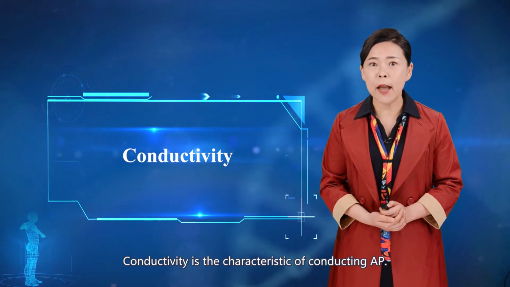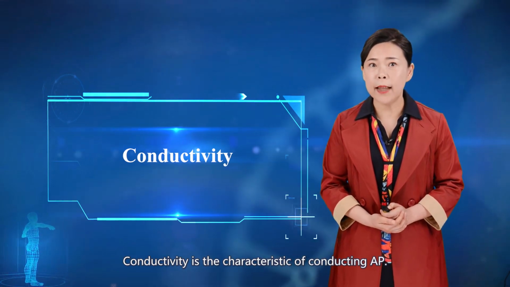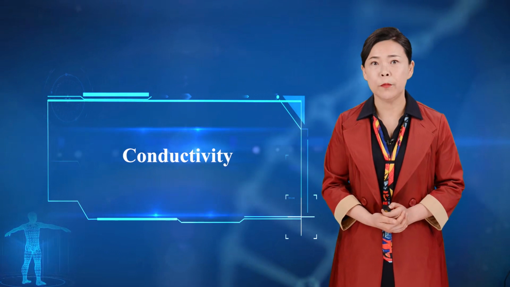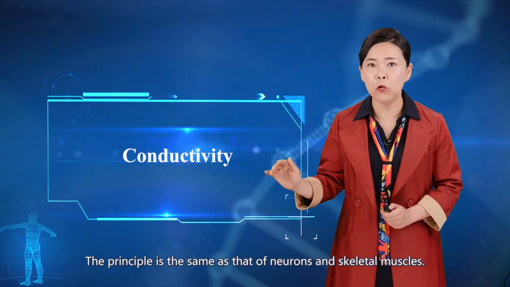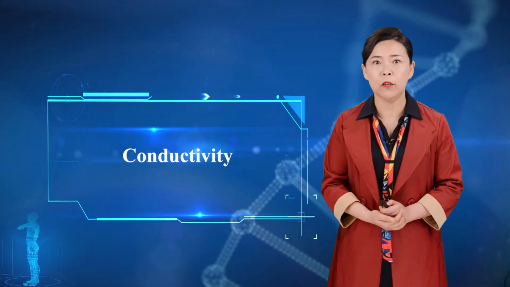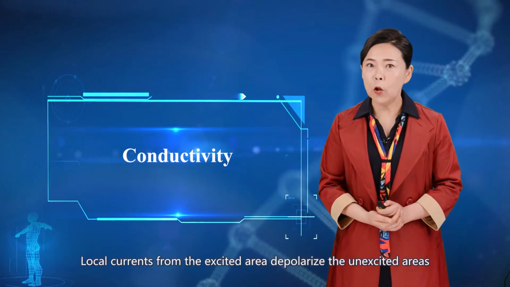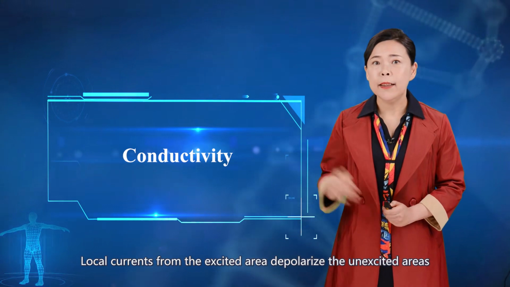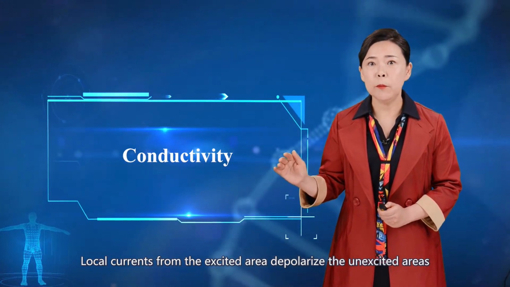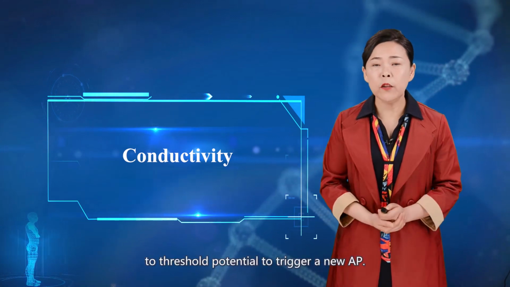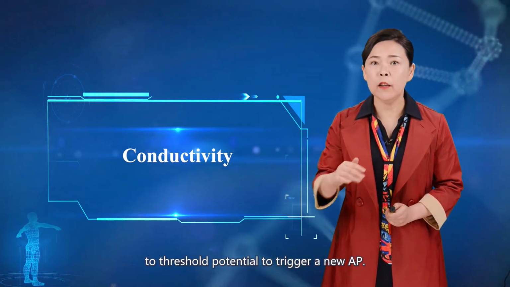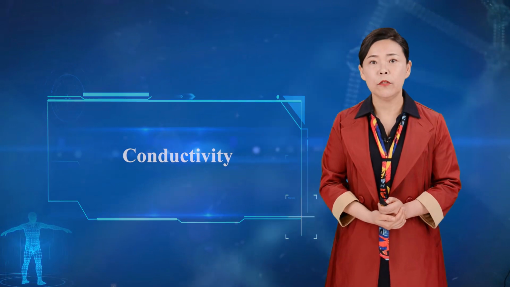Conductivity is the characteristic of conducting action potential. The principle is the same as that of neurons and the skeletal muscles. Local current from the excited area depolarizes the unexcited area to threshold potential to trigger a new action potential.